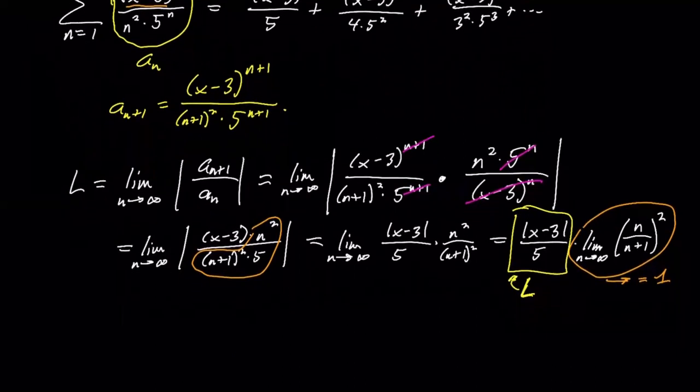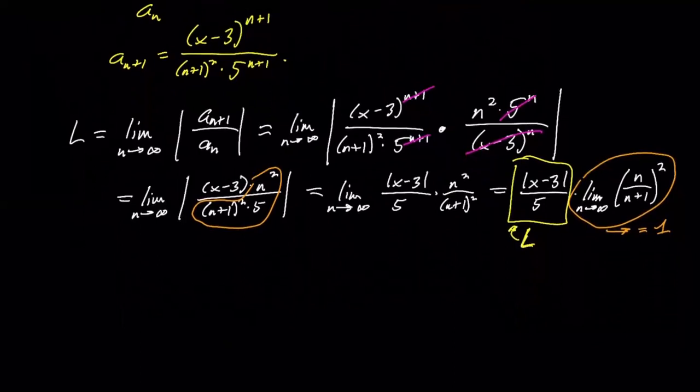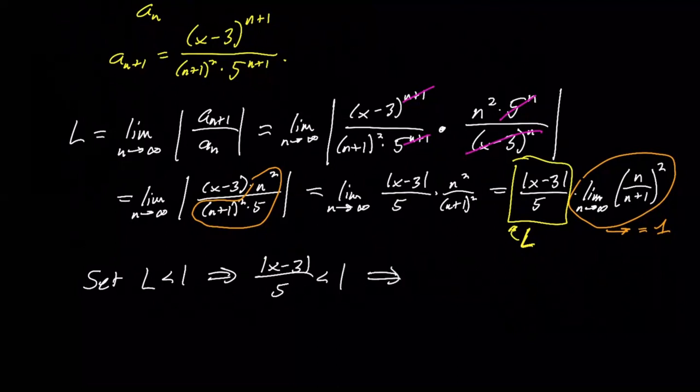And so what we do is we set L less than 1 to find the radius of convergence. Actually, this is what's going to help us find the radius of convergence. Set L less than 1. So that means the absolute value of x minus 3 all over 5 is less than 1, which means the absolute value of x minus 3 is less than 5. And this is an interesting statement.